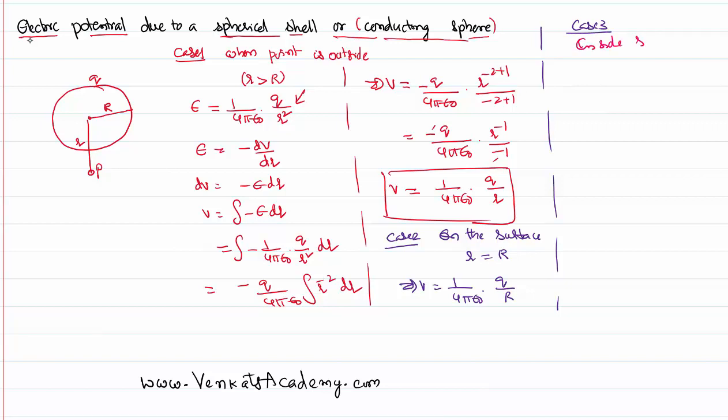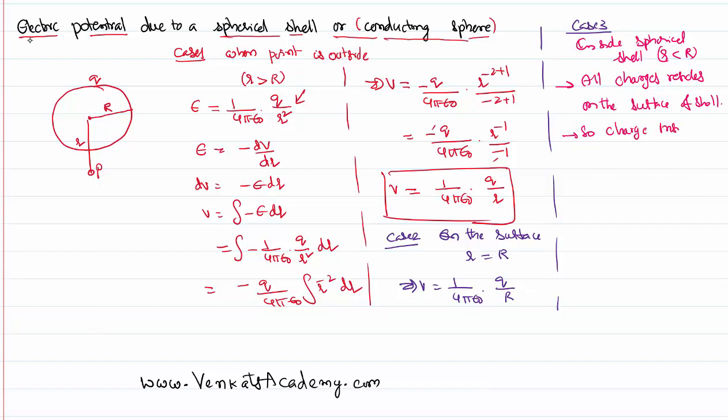Let us write about case 3, inside the spherical shell. That means r value is less than that of R. We know the formula, inside a spherical shell, we know all charges reside on the surface of the shell. So charge inside the shell is 0.